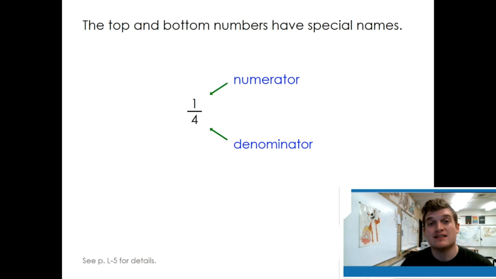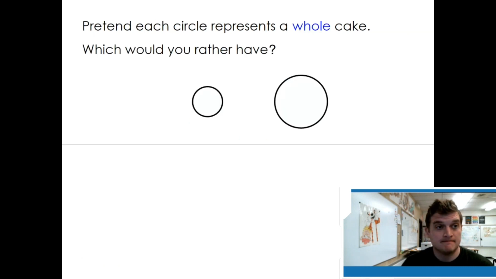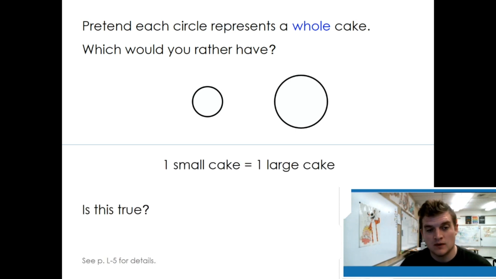The top number is the numerator, the shaded parts. The bottom is the denominator, which is the total number of parts. Pretend each circle represents a whole cake. Which would you rather have? Well, if I want more cake, I want the bigger circle. If I want less cake, I want the smaller one. 1 small cake equals 1 large cake. Definitely not true. I would want the bigger cake.